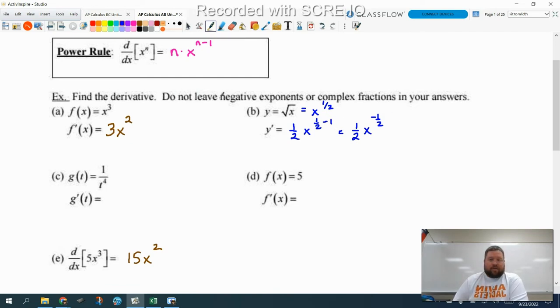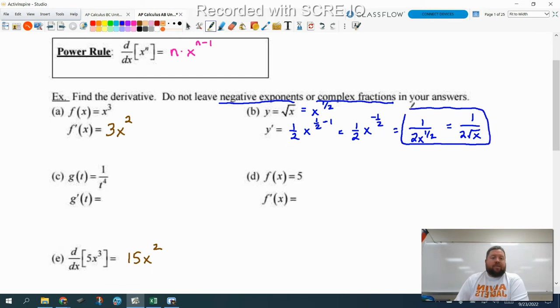All right, I skipped over the instructions here, but do not leave negative exponents or complex fractions. There's just kind of a general rule about our derivatives. We don't want to ever have negative exponents or complex fractions. So the way you get rid of a negative exponent is by putting it on the denominator. 1 over 2x to the 1/2. Okay, this is a perfectly good way to write your answer. If you like square roots better, you can change that back into a square root and write it like this. All right, either way is acceptable.